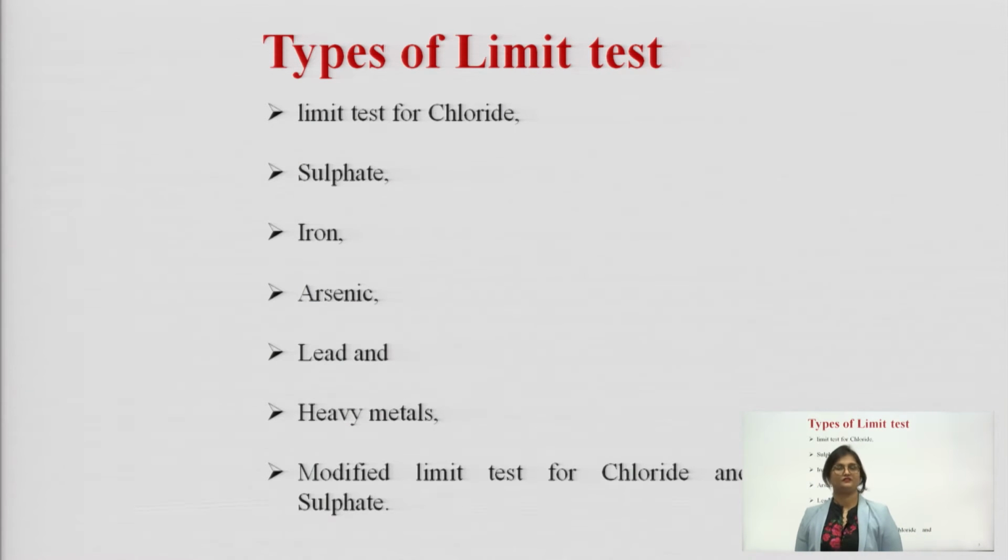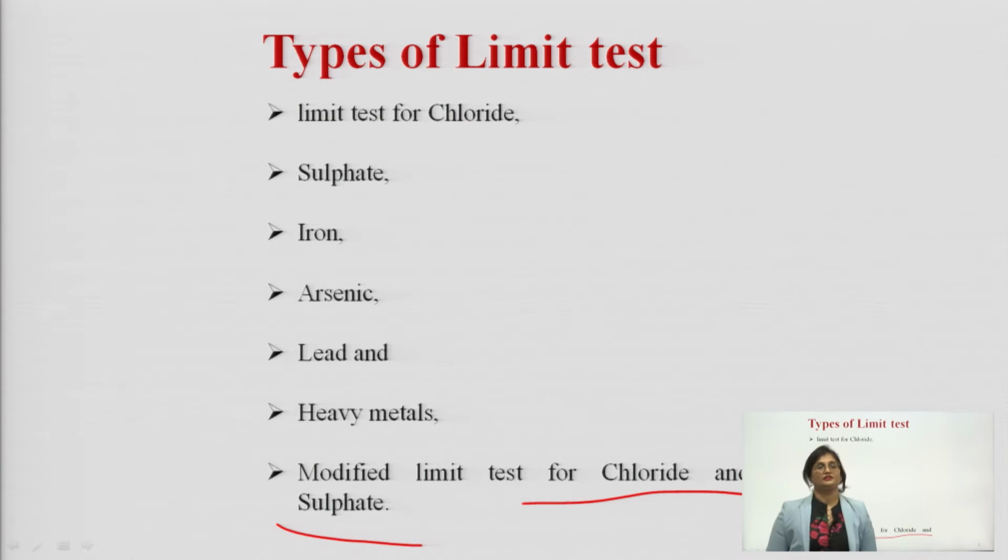As we've discussed in our previous class, we will just brush up again on the different types of limit tests. Limit test for chlorides, limit test for sulfates, limit test for iron, arsenic, lead and heavy metals, followed by the modified limit test for chlorides and sulfates. One by one we will be looking into each and every limit test. I hope I have made this concept about limit test clear.